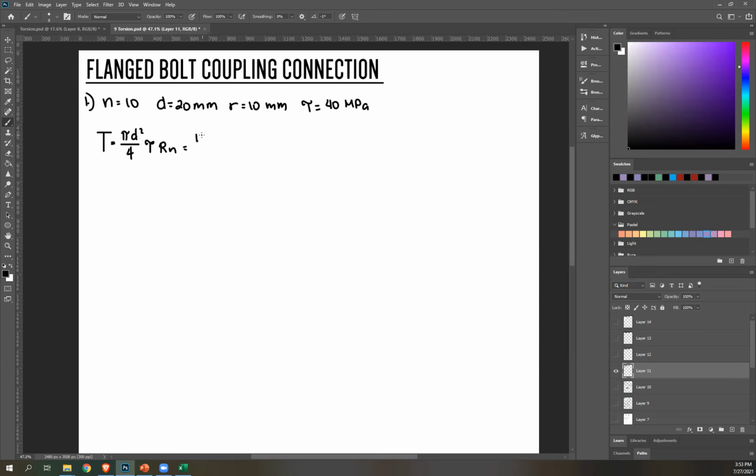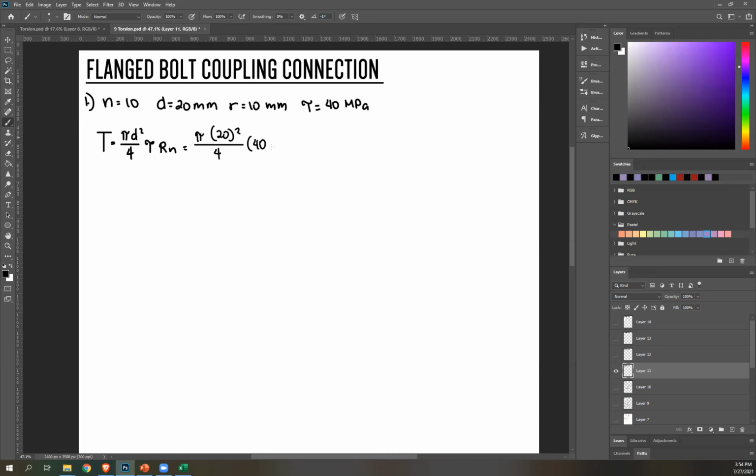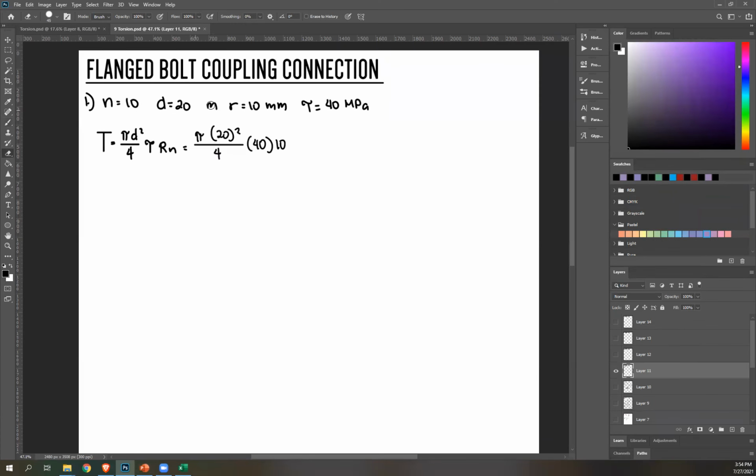Pi, diameter is 20, so 20 squared over 4. Shear stress is 40 MPa. Yep, 40 MPa. Radius, 10. And the number of bolts, 10. Wait. Is it 400? 200. 400 millimeter diameter.